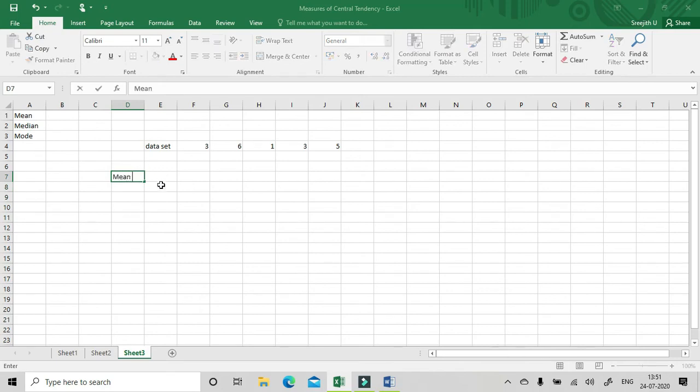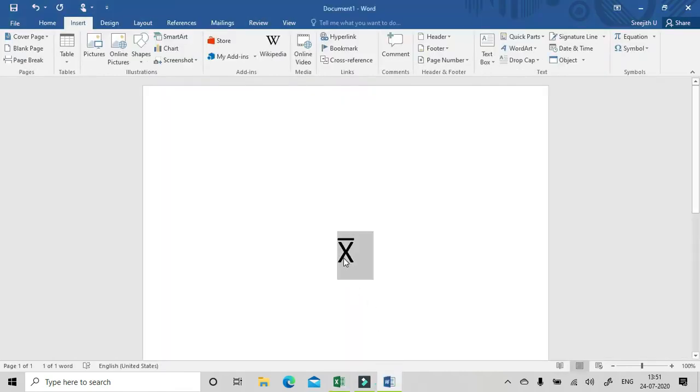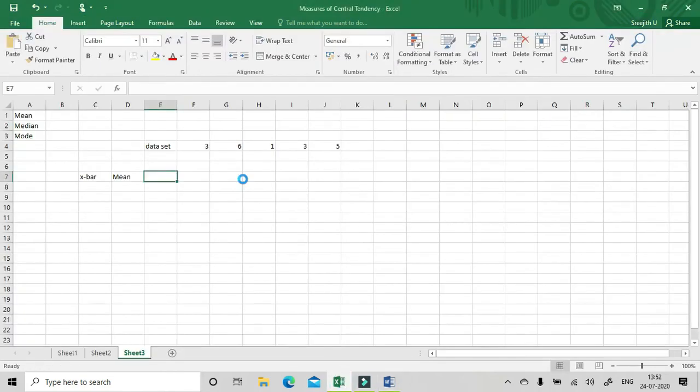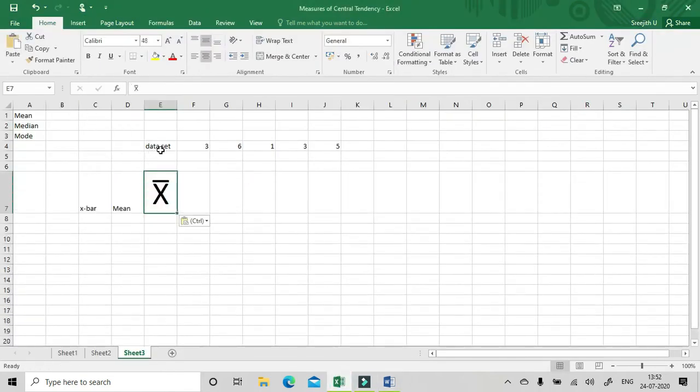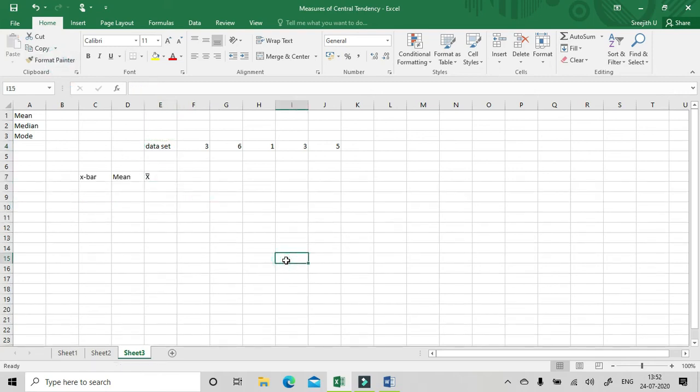So mean is the average, and we notate it using the letter X bar, okay? So X with a bar on top of its head, that's the standard mathematical notation. This is how it looks, X bar. Let's try to copy this. Control C, Control V, right? So this is exactly how X bar is written, okay? So X bar is the summation of all these numbers.